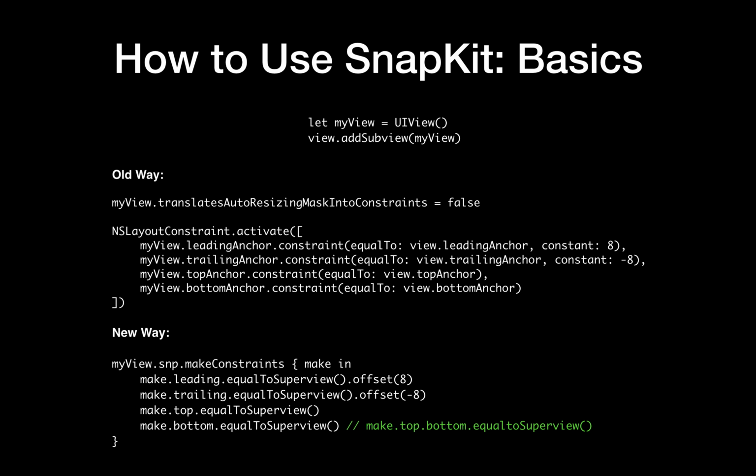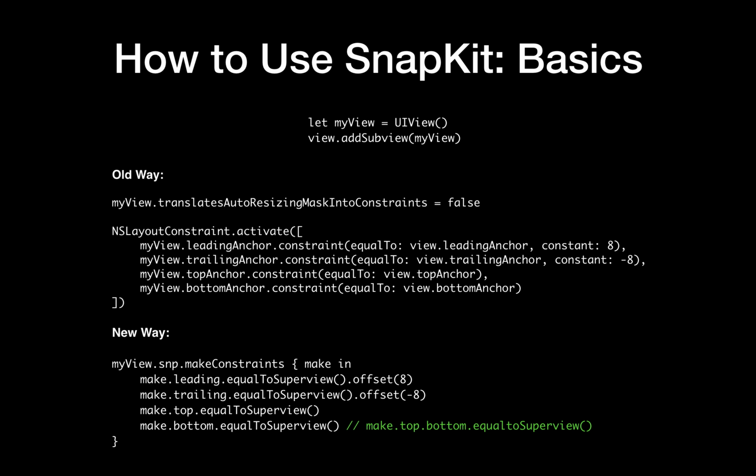And then the old way is you do myView.translatesAutoresizingMaskIntoConstraints equals false, and then you have to activate all of your anchors. So for example, let's say you want to have padding on the left and padding on the right of 8, and then you want the top to equal the view's top and the bottom to equal the view's bottom. I'm sure you're all pretty familiar with the constraints now.